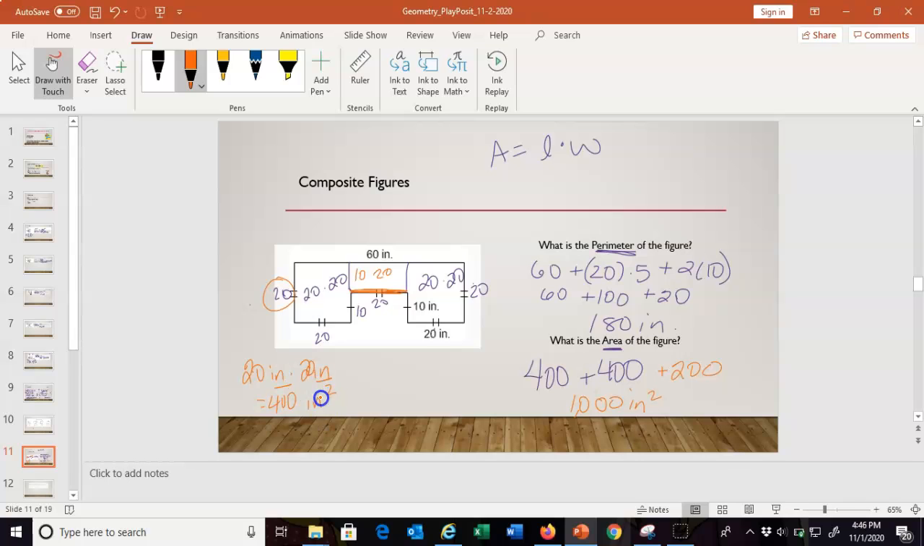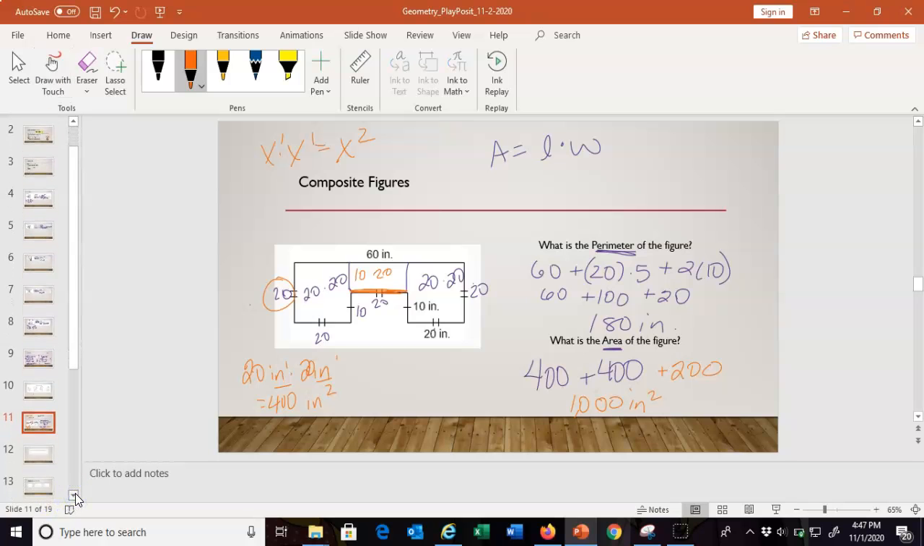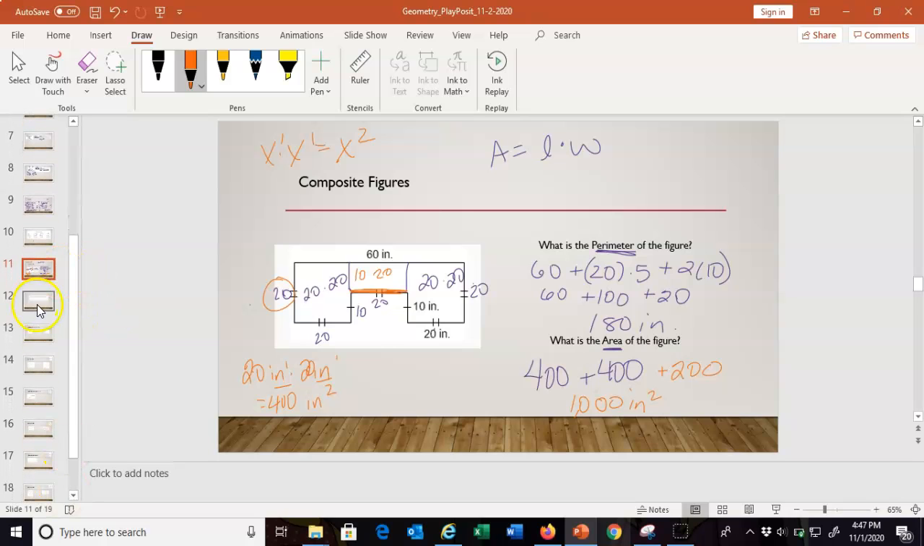There are 2 inches here, and when you multiply, if you remember from Algebra 1, when we do x times x, we get x squared, because there's 2 of them. Here there are 2 of those inches, so we get inches squared. That's why area is always squared. And that's it. We're going to see a few different types of composite figures this year. This is just one of them. We'll do some more next class.